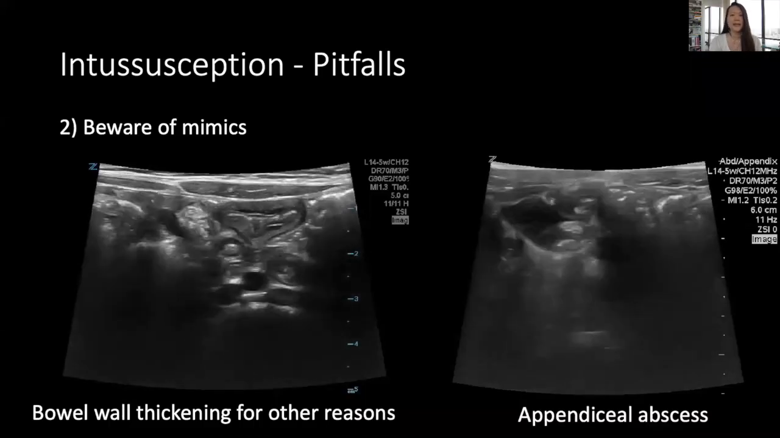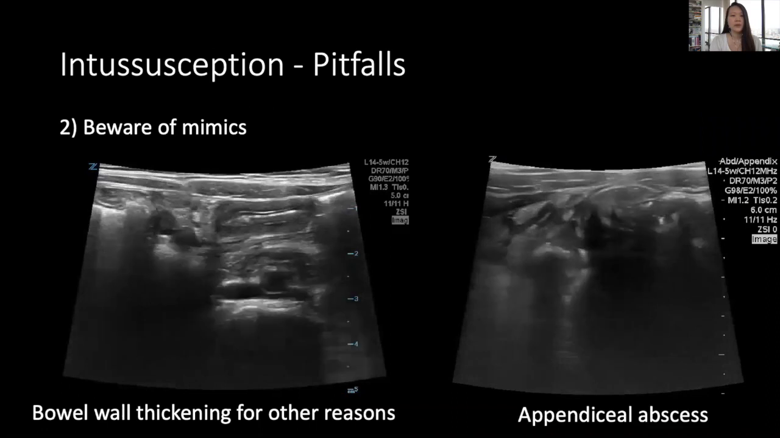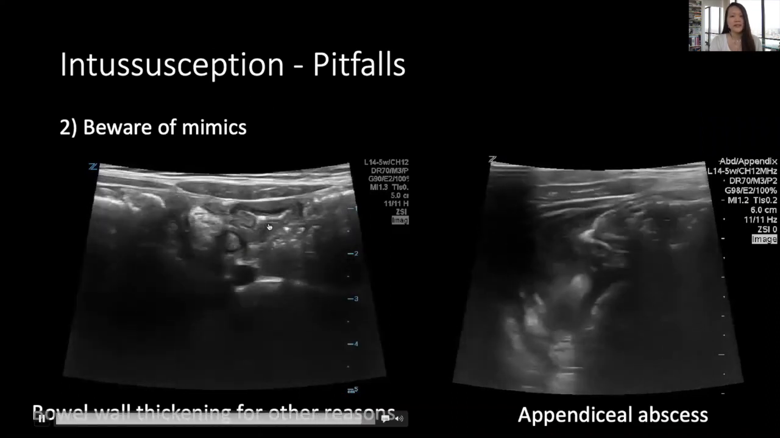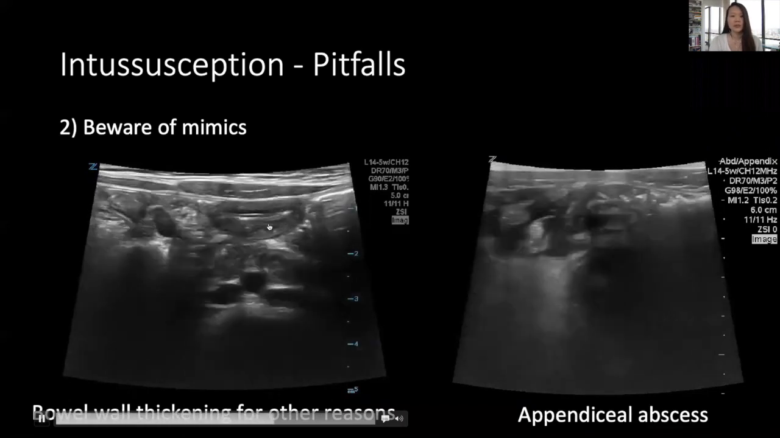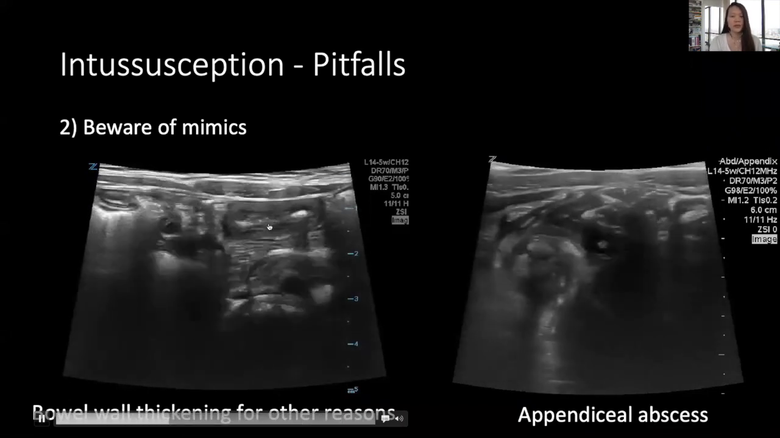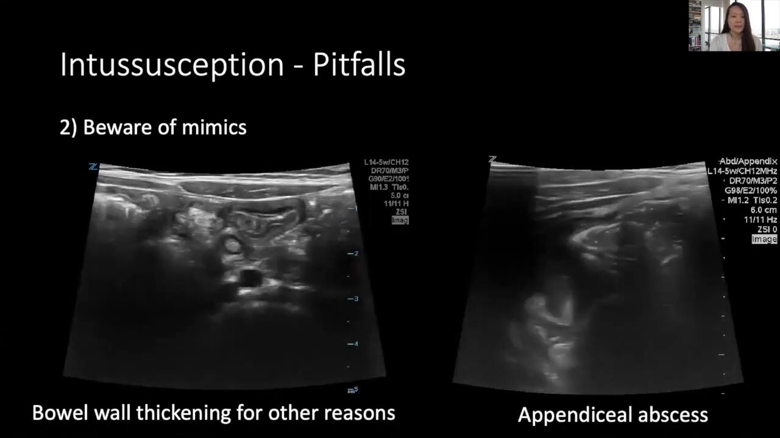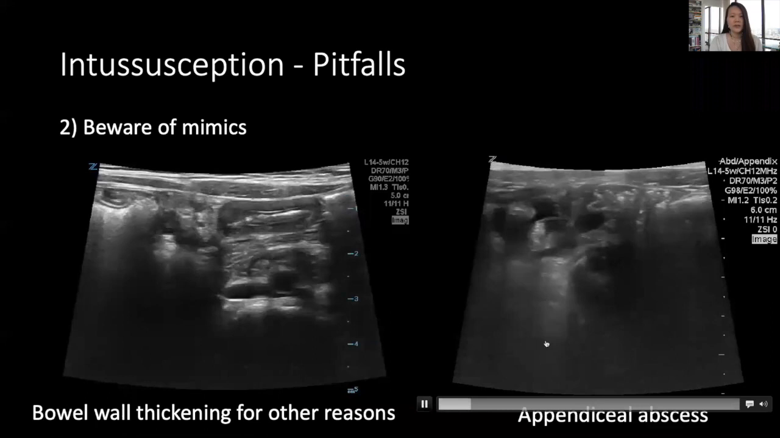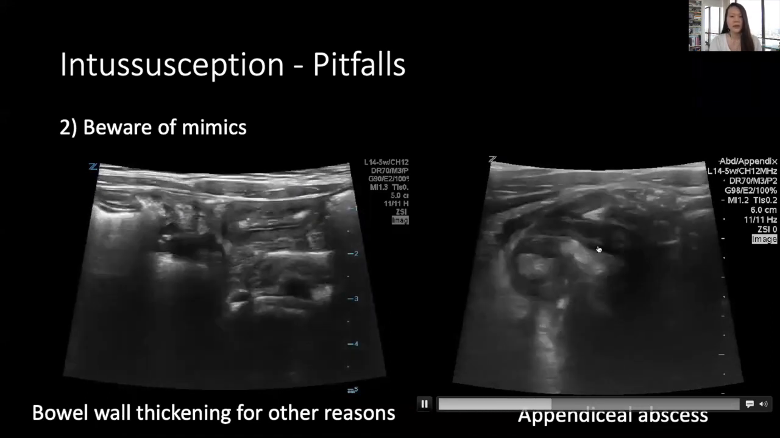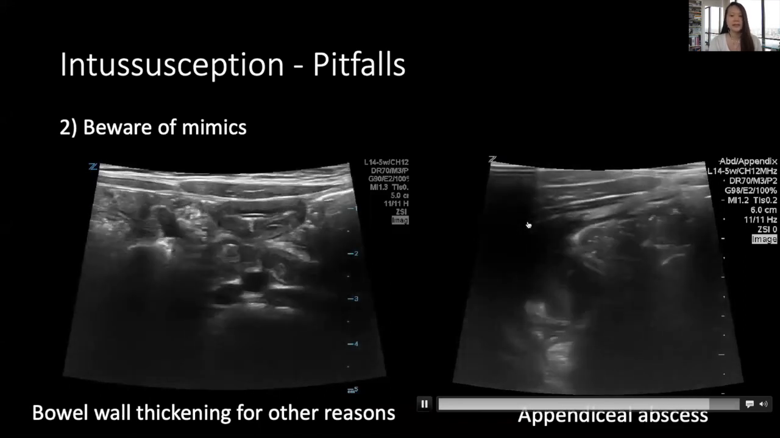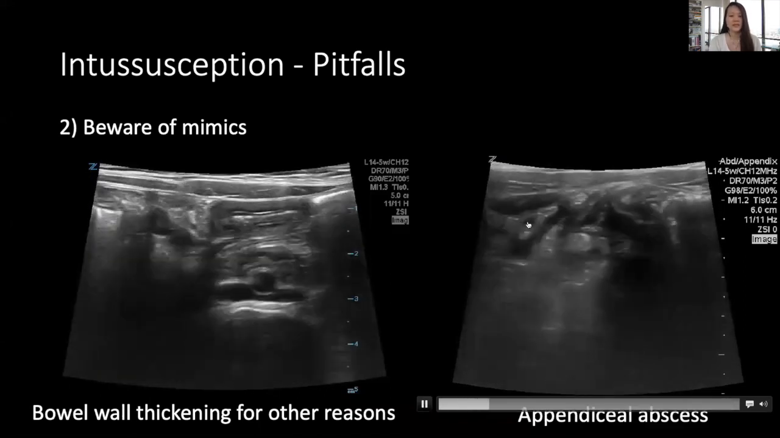Another pitfall to highlight are the possible mimics. The example on screen left here has a loop of bowel that looks unusual, but this is not a target sign. Rather, this is a loop of bowel that is thickened in a patient with Henoch-Schönlein purpura coming in with abdominal pain and has some bowel edema. On screen right here, there's yet another area of bowel that looks unusual. Again, this is not a target sign, and in this case, it's a perforated appendicitis with abscess formation.